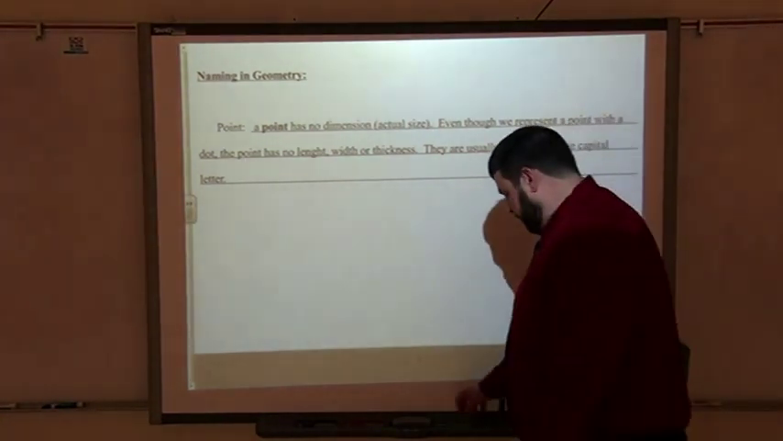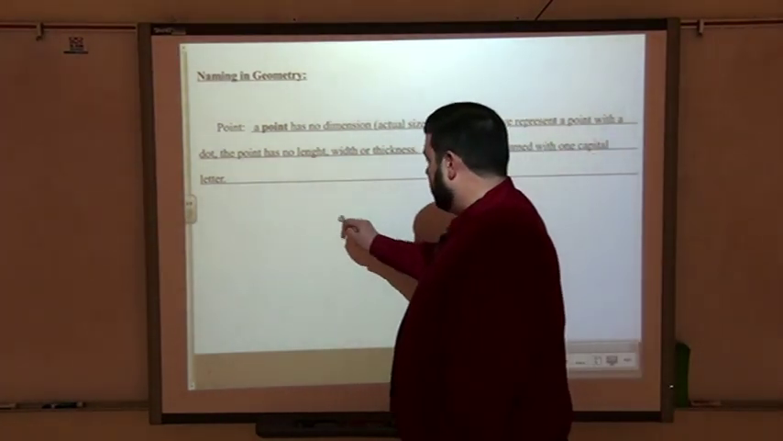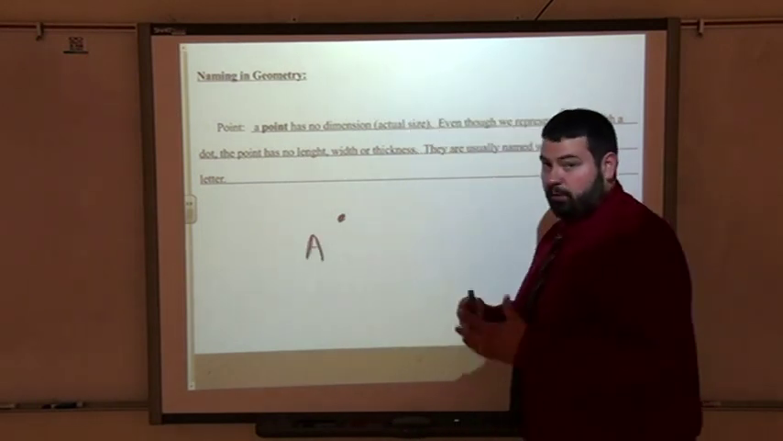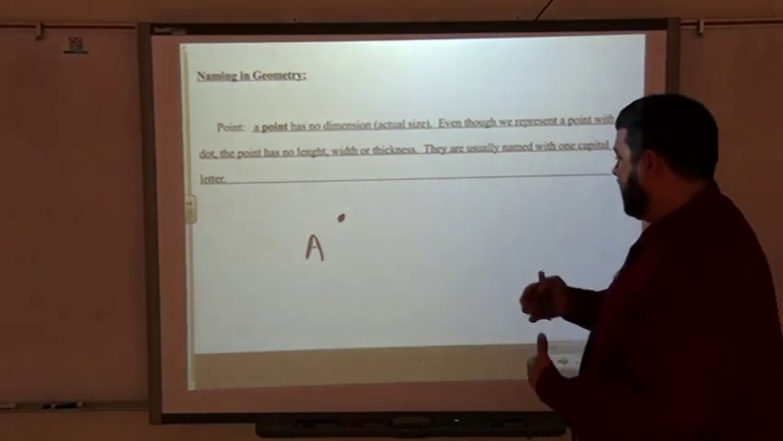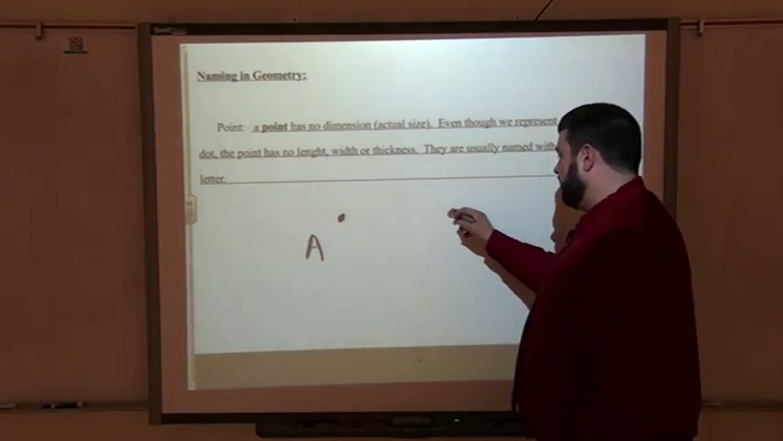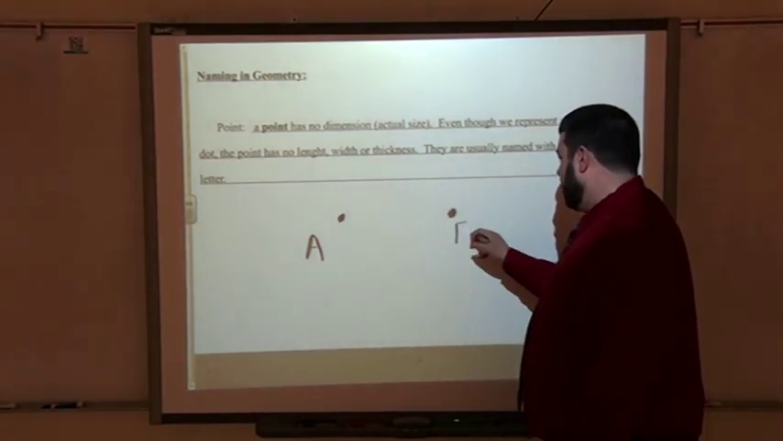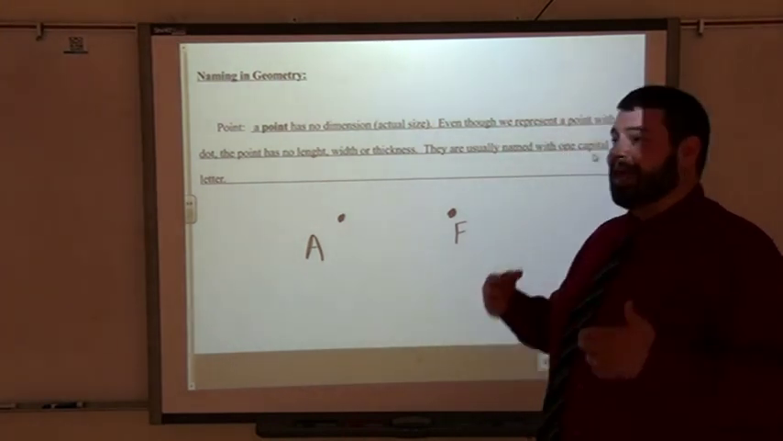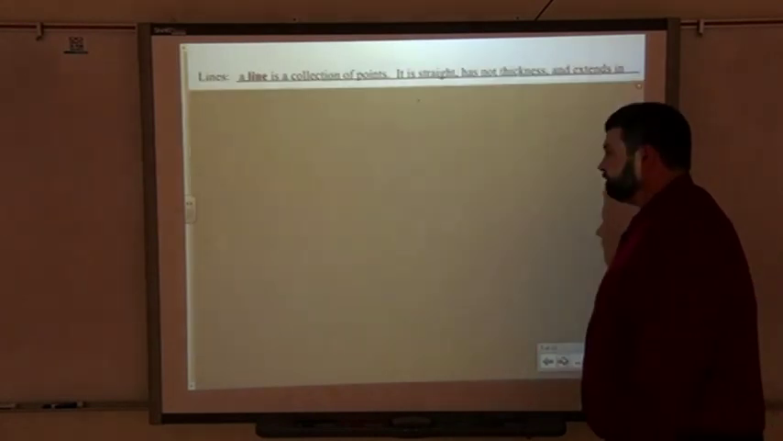So on your paper you have 2 points. So this would be 1 point, and we would name it with a capital letter A. That's how we would name that point. It would be called point A. Or I could have another point, and I'd have to name it with another capital letter, and it could be point F. So points are only one letter, and it must be a capital letter.